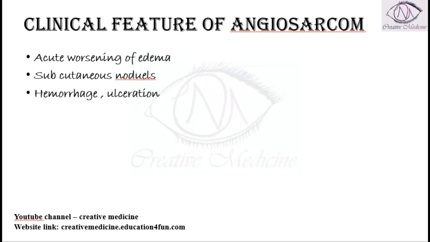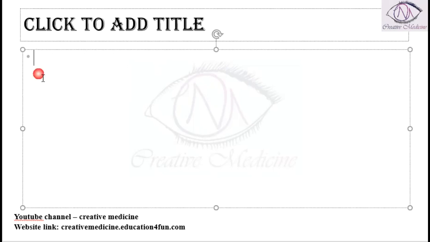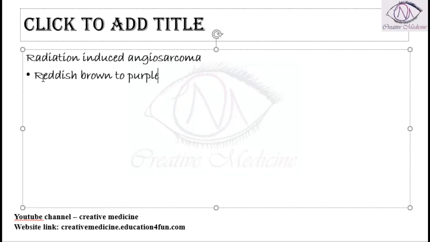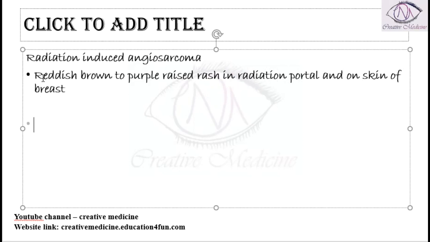The clinical features of radiation induced angiosarcoma and angiosarcoma without any radiation are different. In radiation induced angiosarcoma we will see a reddish brown to purple raised rash in the radiation portals wherever the radiation is done, and it is seen also on the skin of the breast.